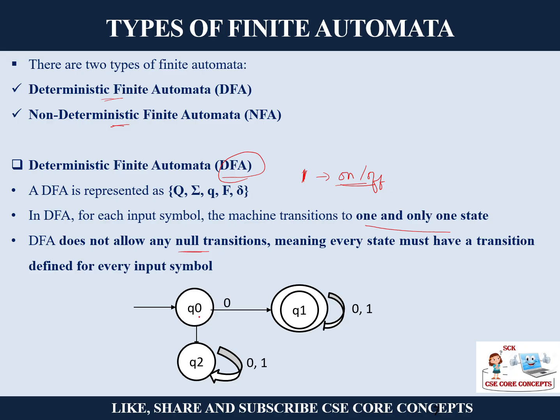So this is the initial state. If you press 0, you go to state Q1. Now after Q1, if you press either 0 or 1, you will remain in that same state. And if you are pressing 1, sorry, if you are having 1, you go to state Q2. And after Q2, if you have 0 or 1, you will remain in that same state. So of course, there is some next state, but the state can be itself also.